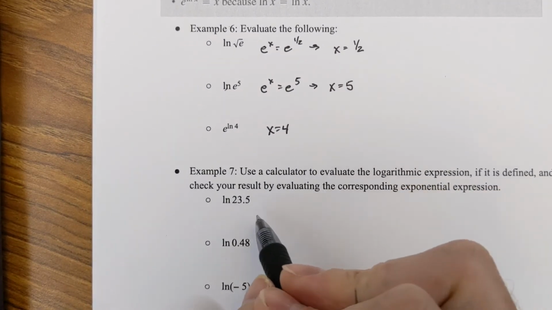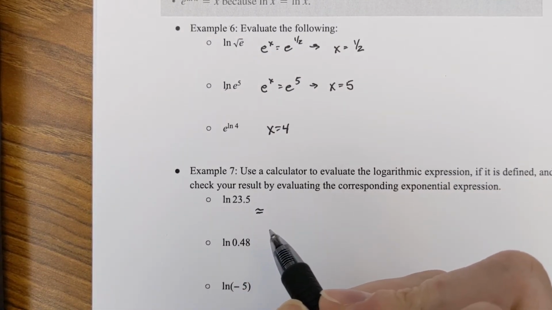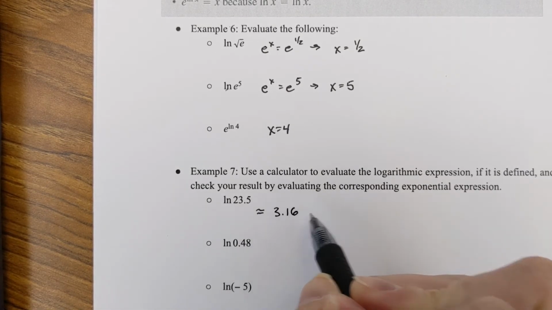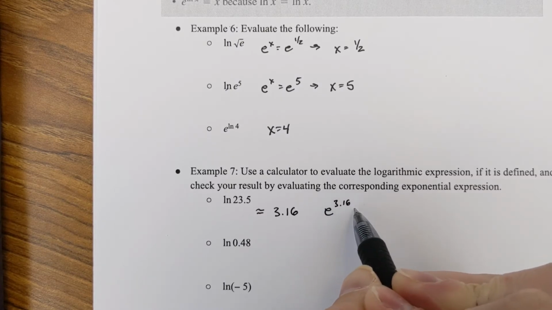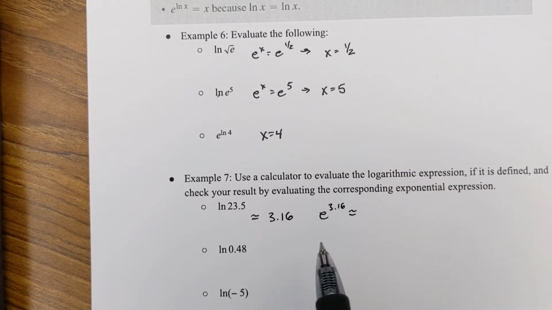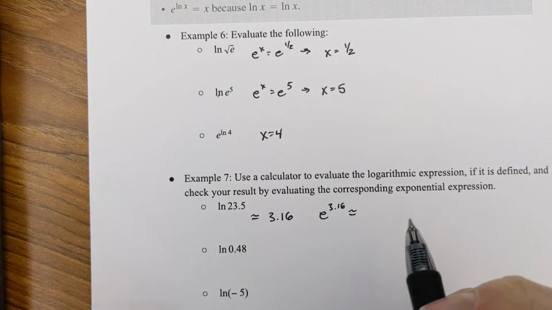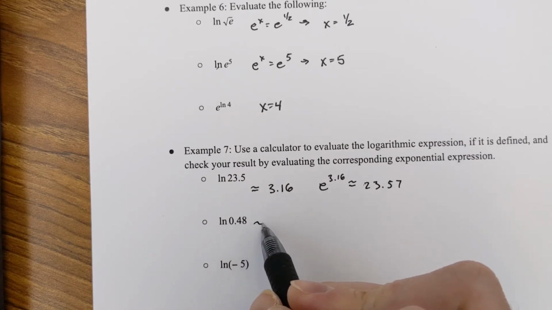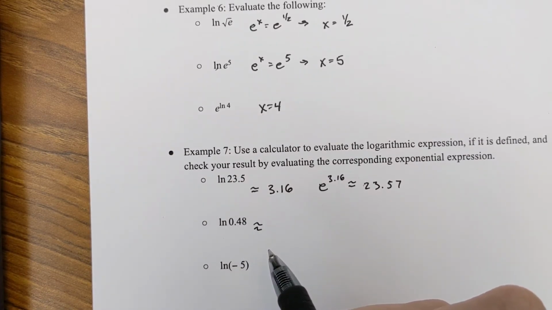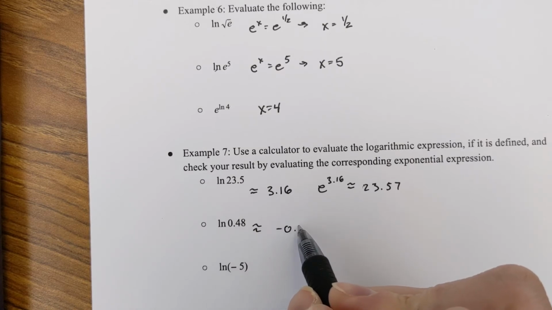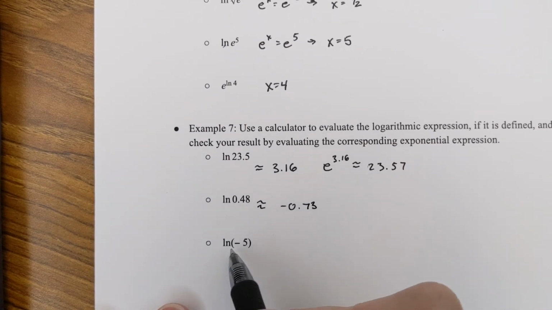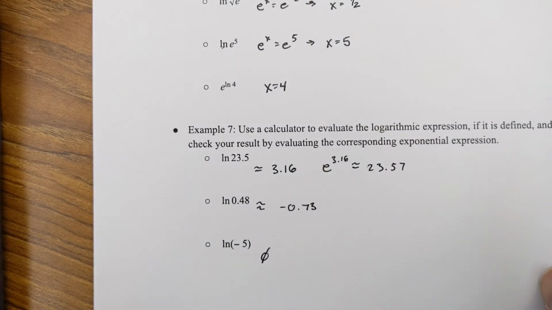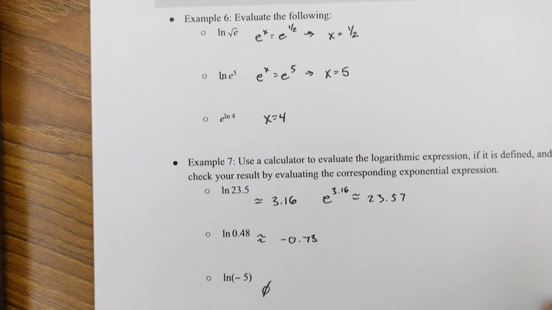So these ones down here, once again, are calculator problems. The natural log of 23.5 is about 3.16. And if I do e to the 3.16, that comes out to be about 23.57, so pretty close. This one would come out to be about 0.48, which is negative 0.73. And this one, once again, negative number, so no solution. You cannot take the logarithm of a negative number. There is no way to make e change sign by using a power. Same thing for 10.